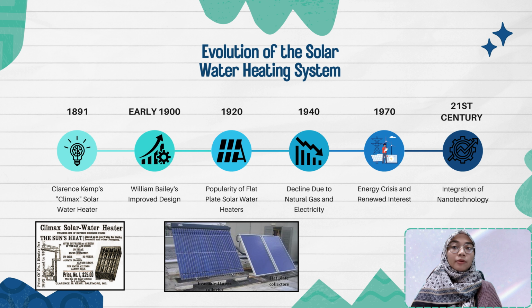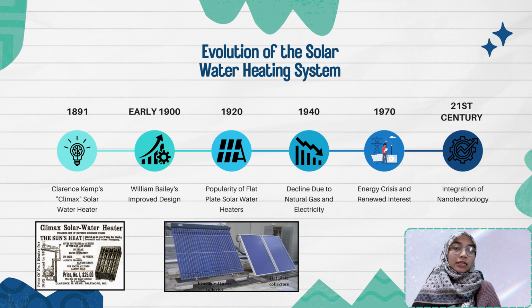Moving on, I'll be explaining the evolution of solar water heating systems. This journey spans over a century, marked by significant innovations and technological advancements. It starts in 1891, when Clarence Camp of Baltimore, Maryland patented the first commercially viable solar water heater, known as the Climax. This system utilized iron tubes with elliptical cross-sections to maximize heat absorption from the sun, laying the groundwork for future developments in solar water heating technologies.